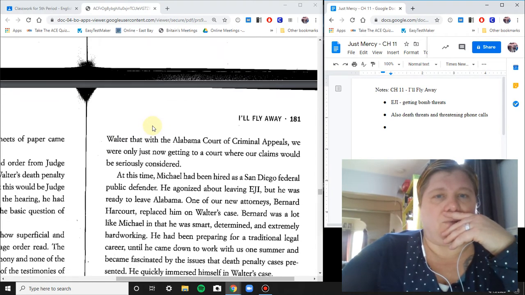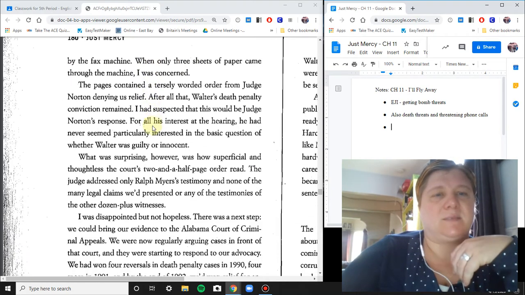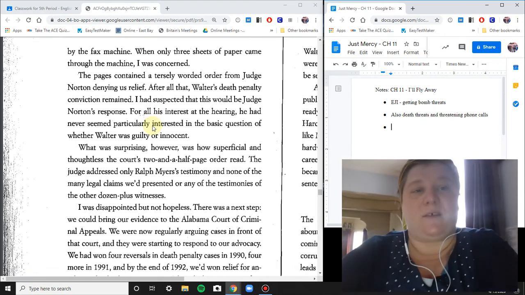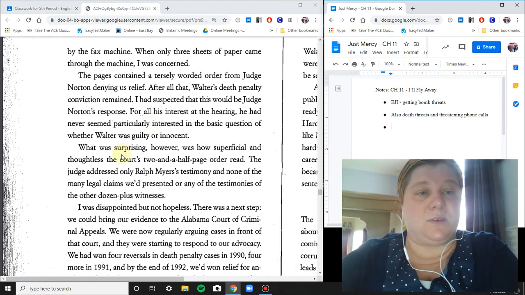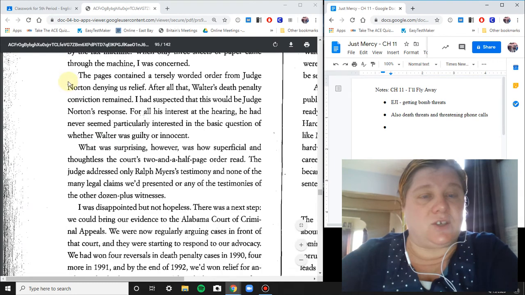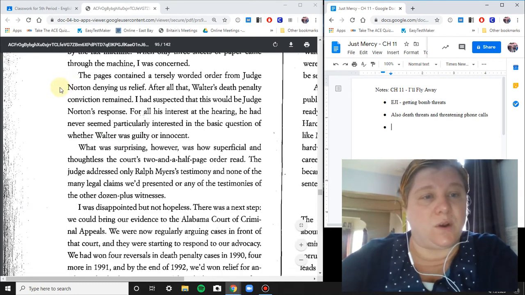I'm guessing the last sentence said we waited. I waited nervously by the fax machine. When only 3 sheets of paper came through the machine, I was concerned. The pages contained a tersely worded order from Judge Norton denying us relief.